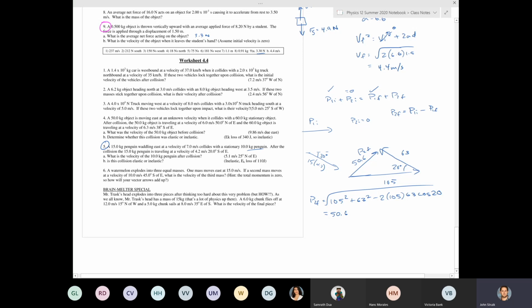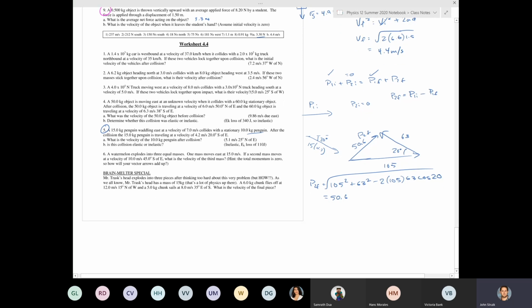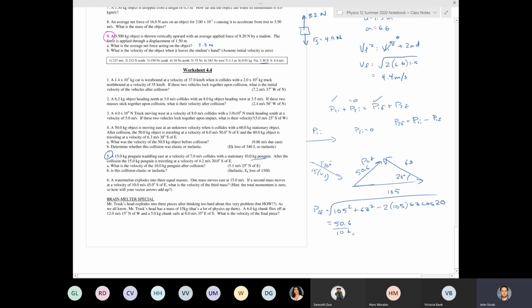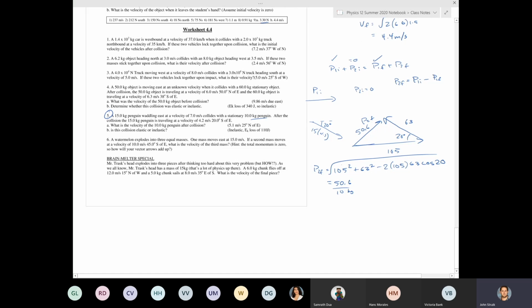And we want to know its velocity. So we're going to take this, 50.6 kilogram meters per second, divide by 10 kilograms, and you get 5.1 meters per second.